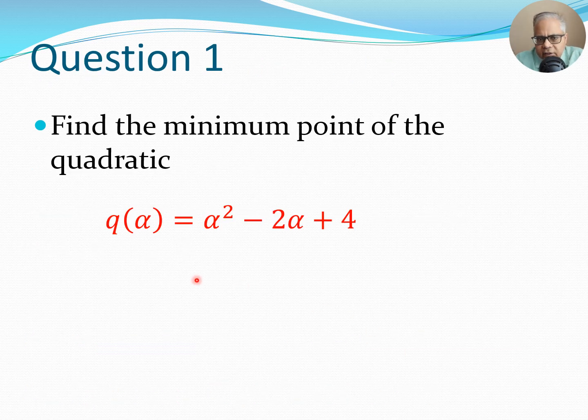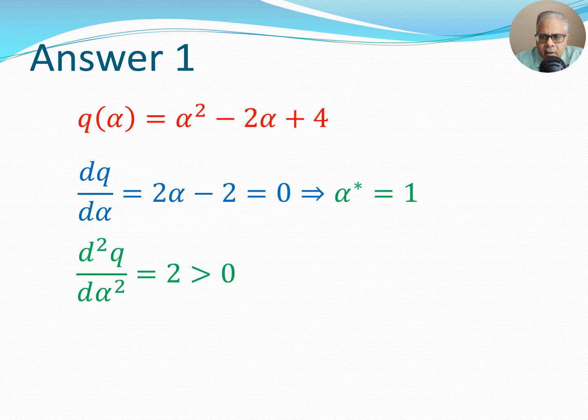So let us start with a very basic warm-up question first, which motivates this method. Let us try to find the minimum point of this quadratic function. Now to find the minimum point of a quadratic function, we can simply set the derivative to 0, and if we do that, we get this value alpha star is 1 for this particular function in red.